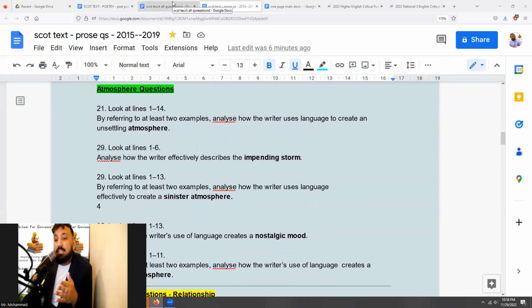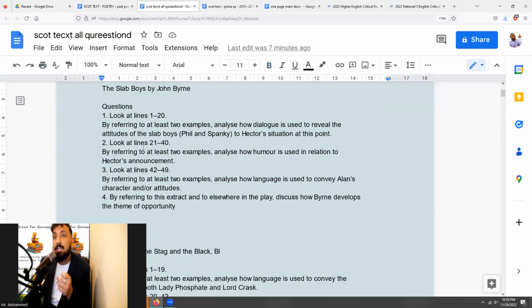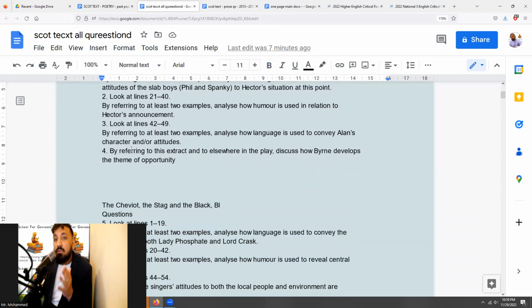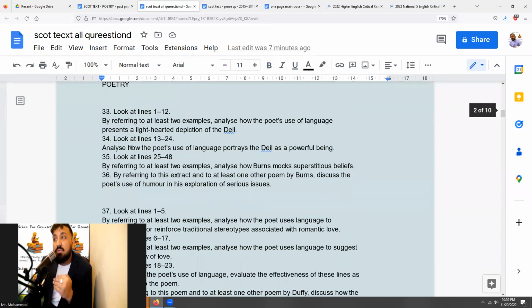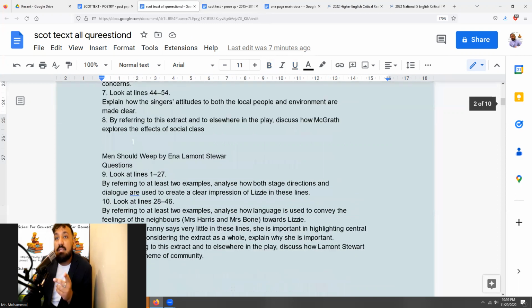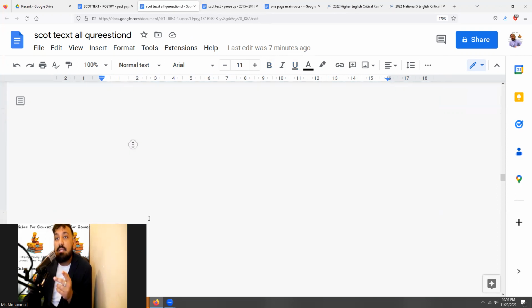And what I'll do is, in the last Scottish text step, I'm going to put these attachments to these documents so you can look at them and use them to practice. So what I have here is all of the Scottish text questions, from 2017 down to 2019, okay?